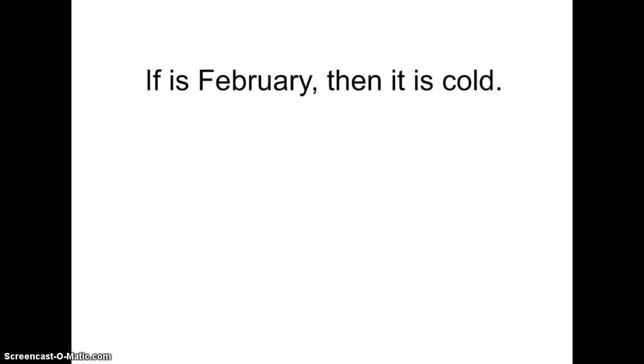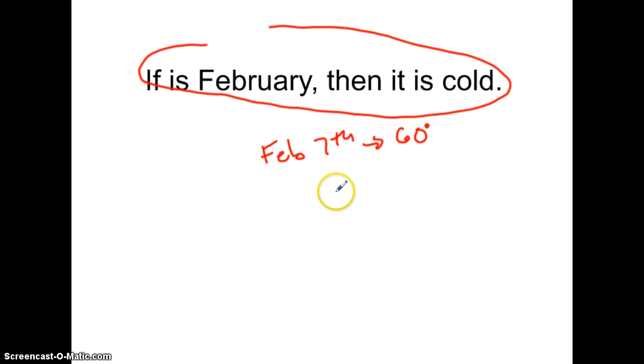Remember that conditional statements can be true or false. And if you're trying to verify whether a conditional statement is true or false, you really again want to look for a counterexample. Try to look for a time when it's not true. Oh, well, I remember on February 7th, it was 60 degrees out. Now I'm making this up. That's not true, but all you need is one example of when the statement was not true to prove that it's not true. So you're looking for a counterexample, the one example or at least one example when the statement was not true.